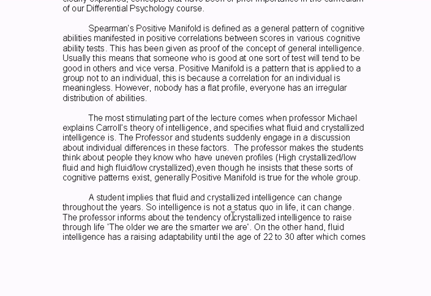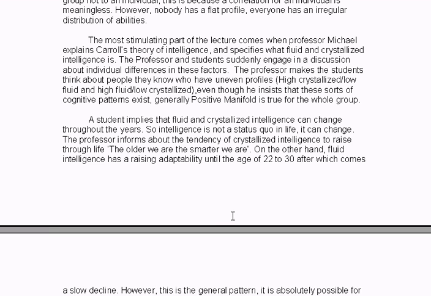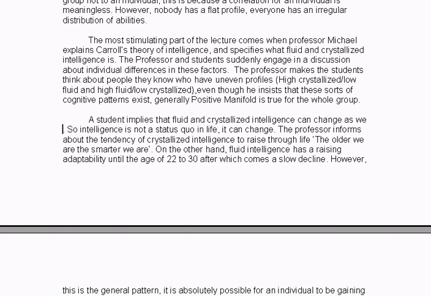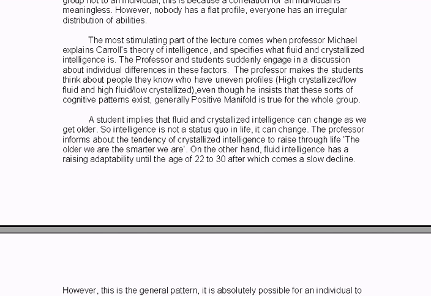A student implies that fluid and crystallized intelligence can change as we get older. So intelligence is not the status quo in life. It can change.